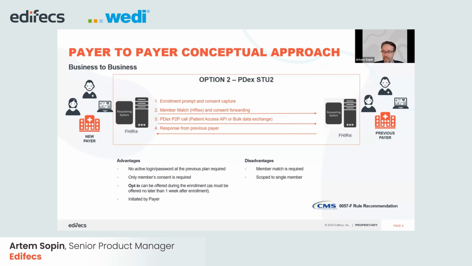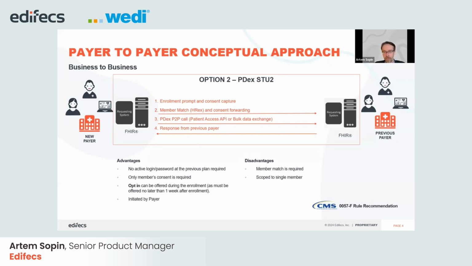The idea is different: during the enrollment process with the new plan, which is the most logical time to do that, a member can be just prompted for a consent. Think about it as a question during the enrollment process. Hey, what is your old plan? And you say, hey, this is my old plan, this is my old insurance card information, this is what I have. And during this process, you may be asked something like, hey, do you want the new plan to grab information from the previous plan? In the rule, it's called opt-in.